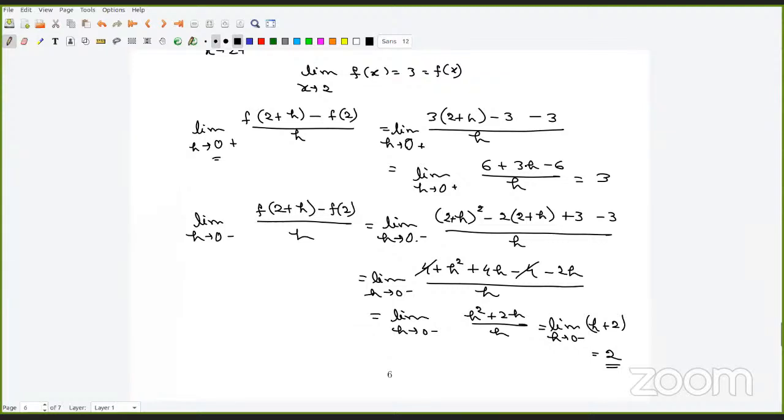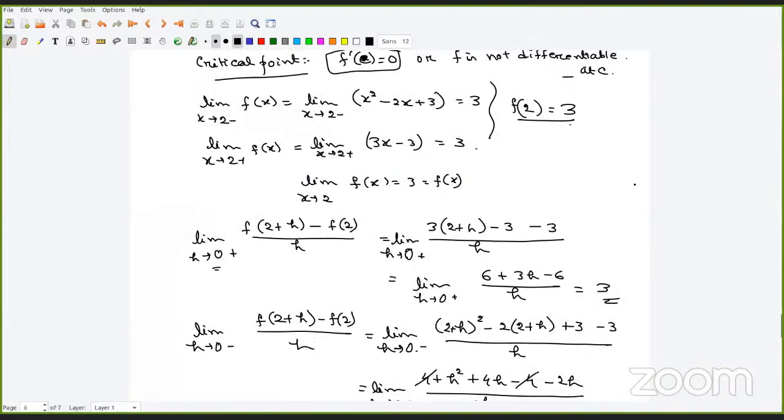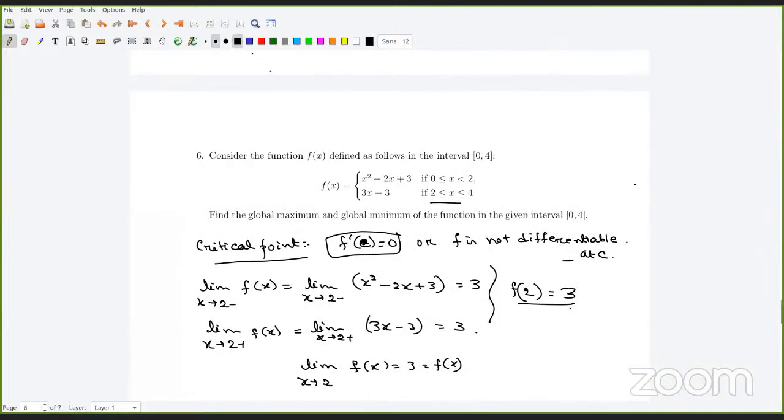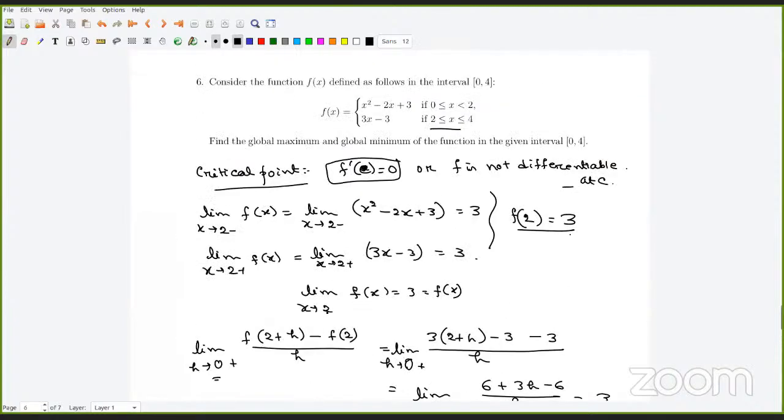So clearly these two limits are not matching. Left hand derivative and right hand derivative do not match. So this function is not differentiable, right? So 2 is a critical point. Okay. So is there any other critical point?